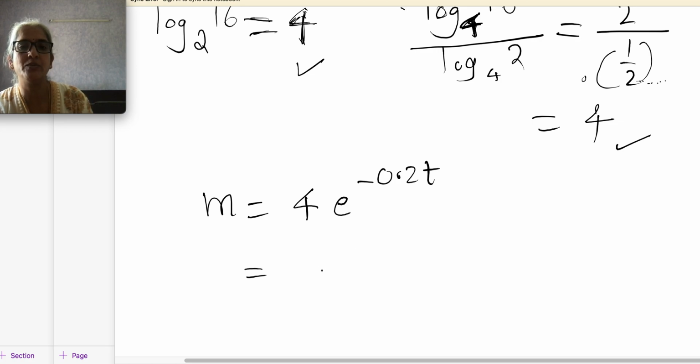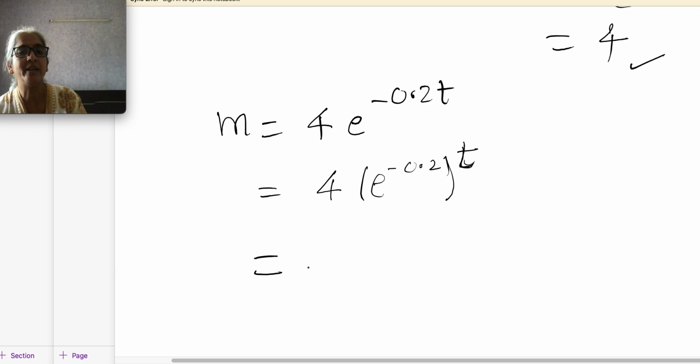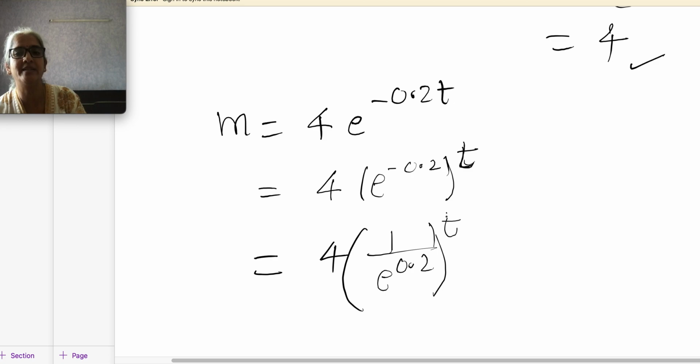I am going to rewrite this as e raised to minus 0.2 raised to t. Okay, the laws of indices, right? When indices are multiplied, I can write it in this way also. And I know negative indices can be written in the positive format by doing this.